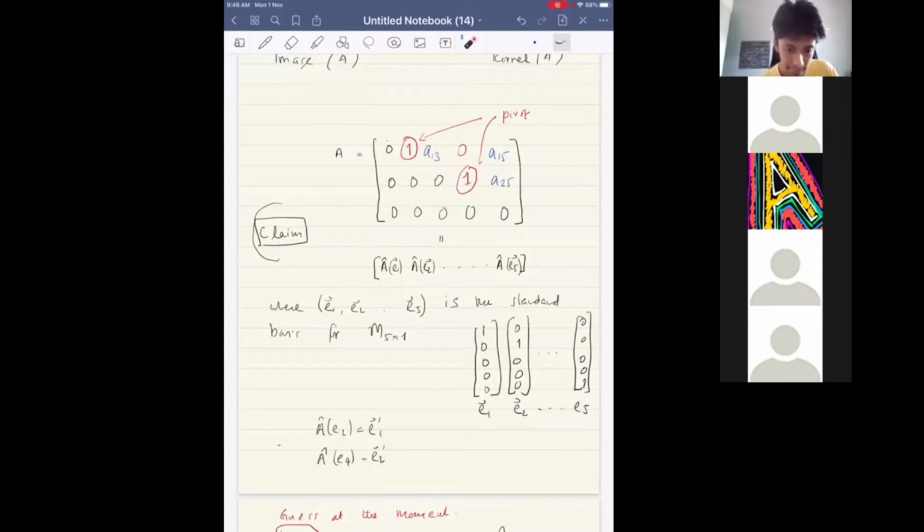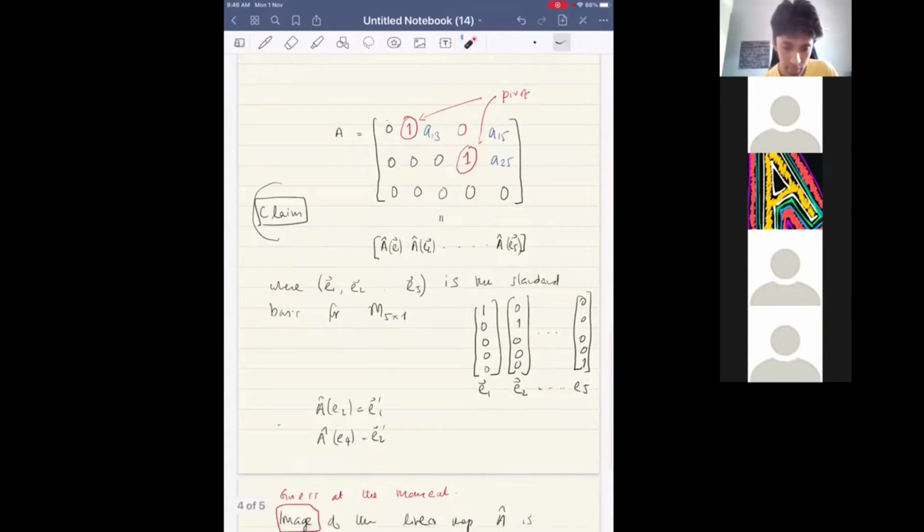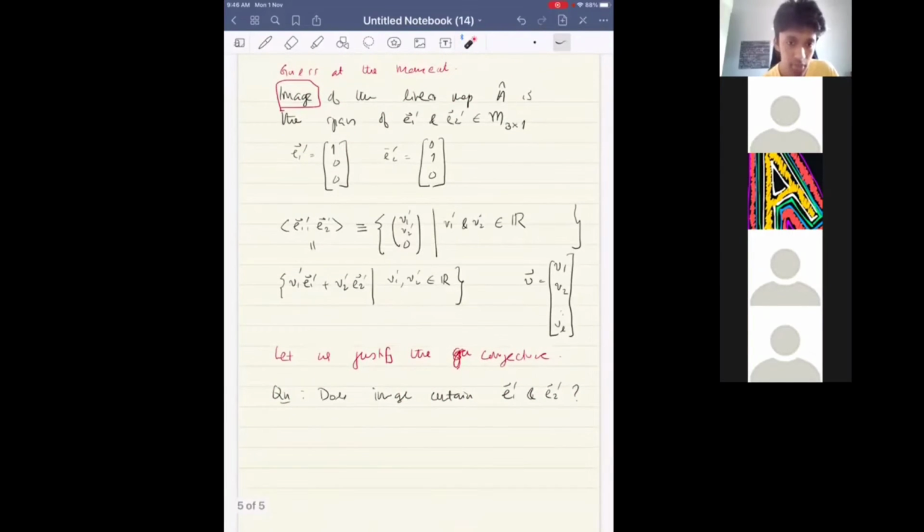So now the question is, is this it? Can we now conclude? Certainly, since the image is a linear subspace, if it contains two vectors, it contains their span. So we can conclude the image of A hat contains the span of E1 prime and E2 prime. Now the question is, is it an equality?